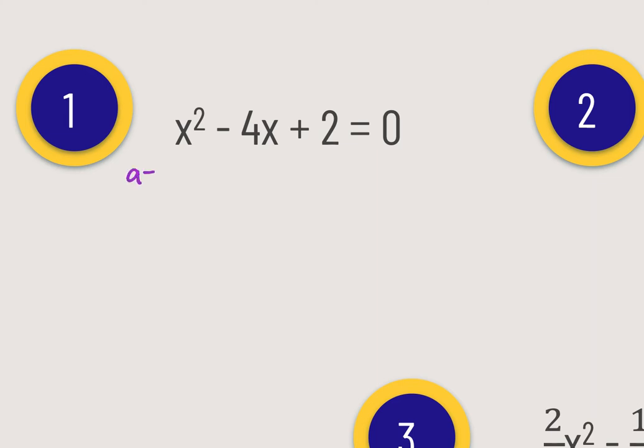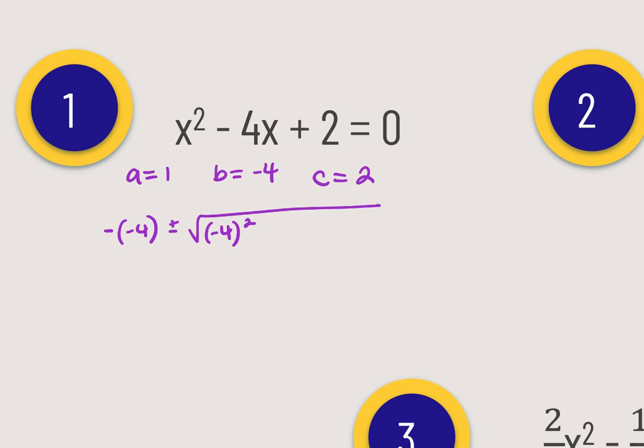A is what's in front of the x squared, which is what? 1. B is what's in front of the x. -4, you keep that sign. C is what's by itself? +2. And then it is negative b, which is -4, plus and minus the square root of b, which is -4 squared, minus 4 times a, which is 1, times c, which is 2, all over 2 times a, which is 1.